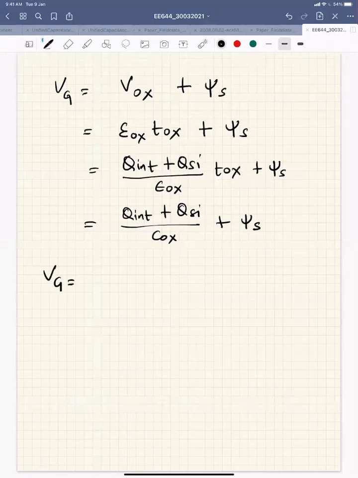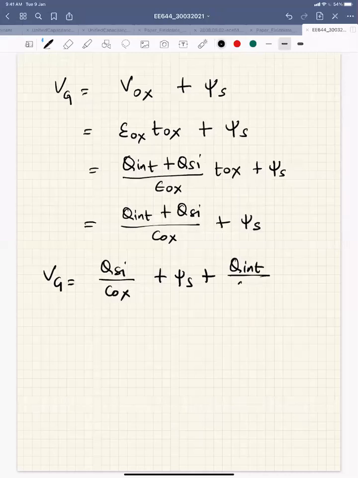So your gate voltage becomes Q silicon by Cox, the total charge in the silicon by Cox, plus psi s, plus an additional term, Q interface, whatever charge I have at the interface, divided by C oxide. Keep in mind that Q interface and Q silicon are the same kind of charge here. I am assuming this is negative, and Q silicon is negative because this is NMOS.